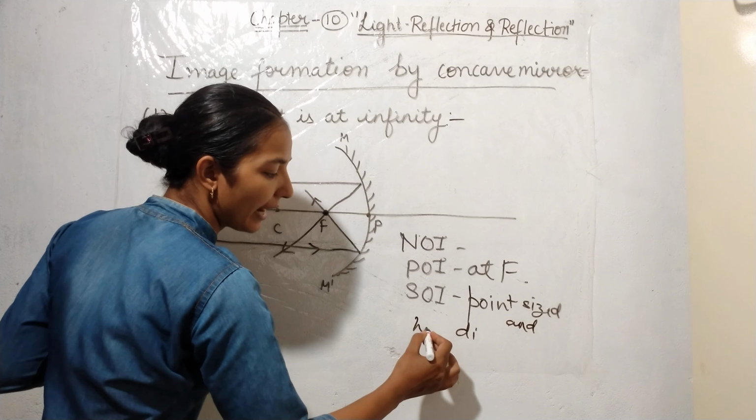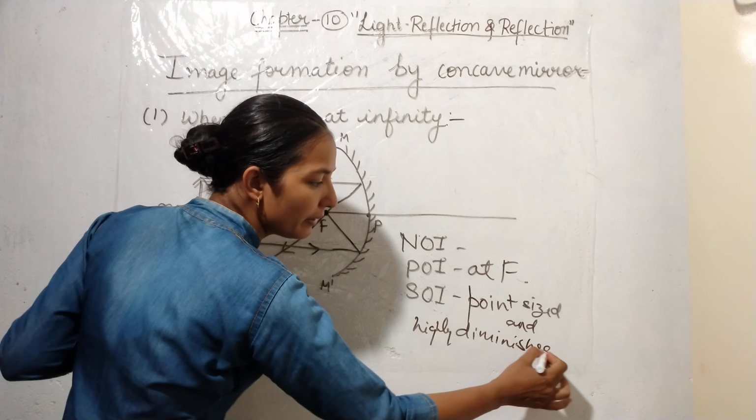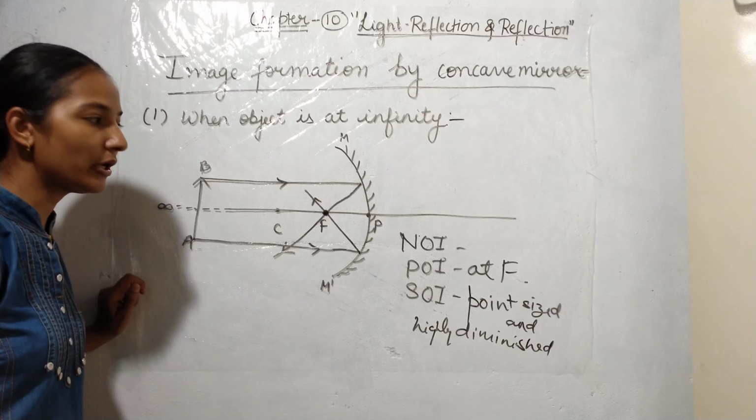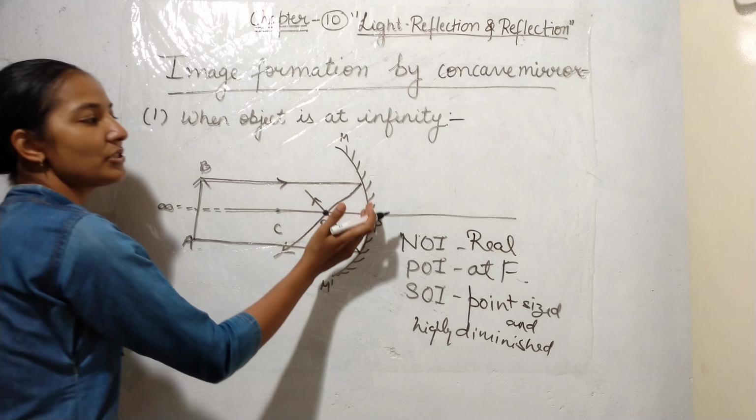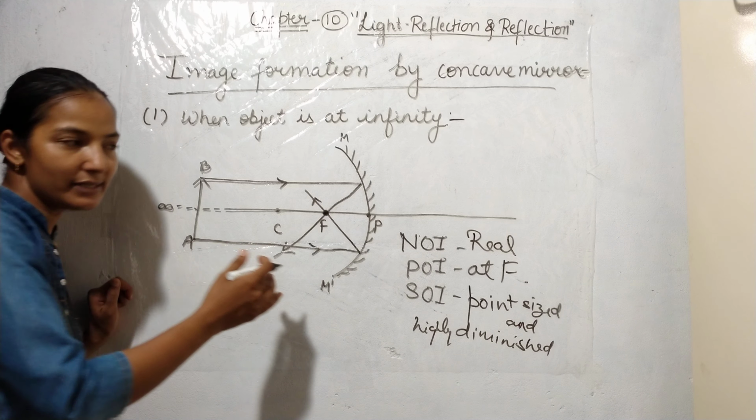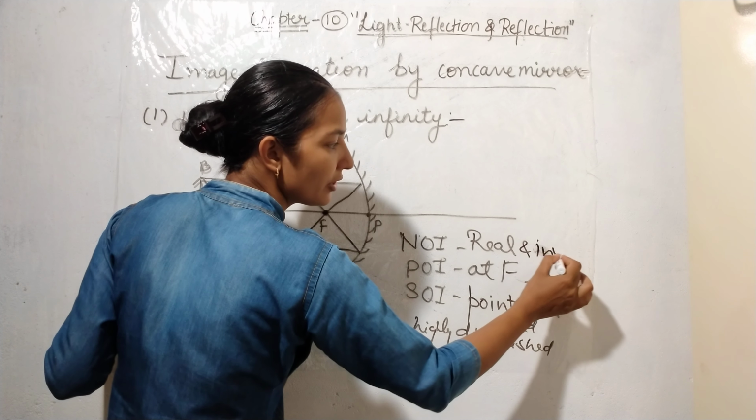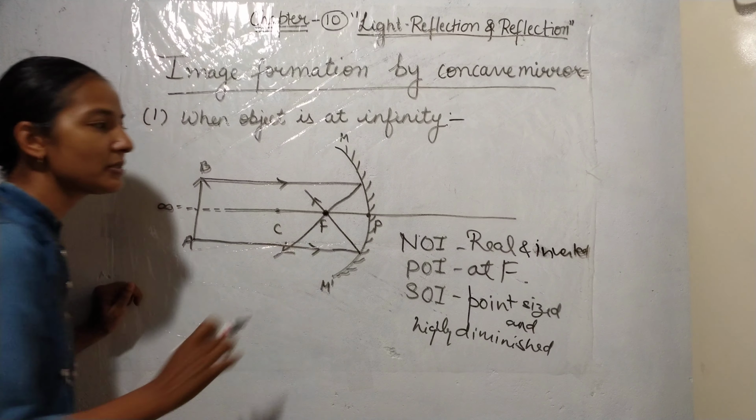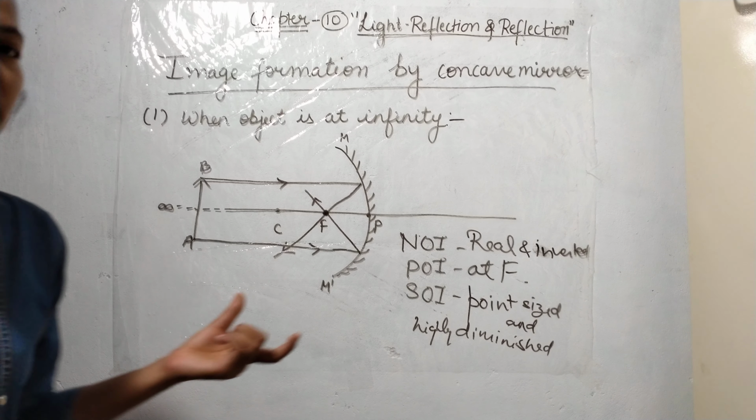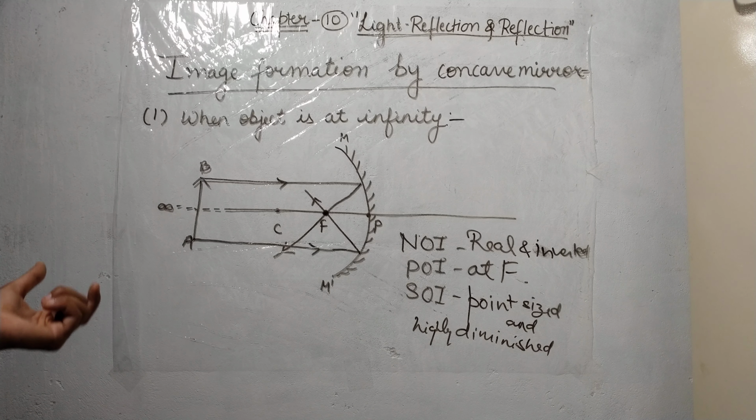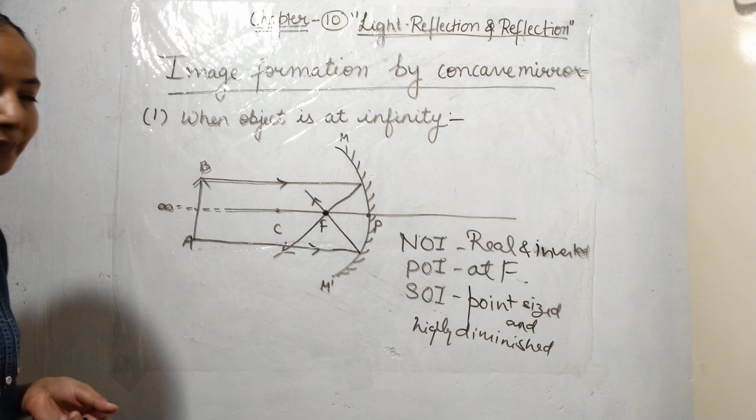We can say it is highly diminished. Highly diminished means it is very small. And the nature is real. Why is it real? Because it is formed on the screen towards the reflecting surface, and it is inverted. It is real and inverted. When this image is magnified many times, then it is observed that the image formed is inverted. So this is about the first type of formation of image.